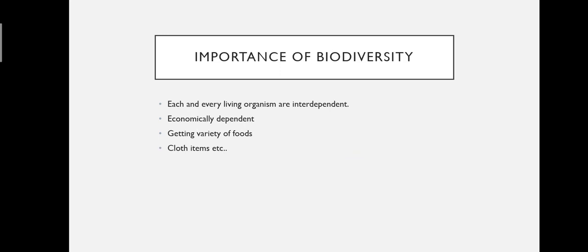Next, importance of biodiversity. So species, ecosystem, habitat were some terms which we had to learn. Now next is the importance of biodiversity, that is, how biodiversity is important for us.